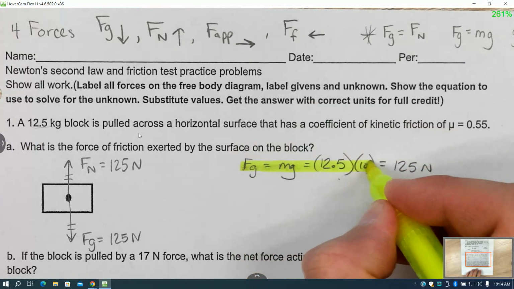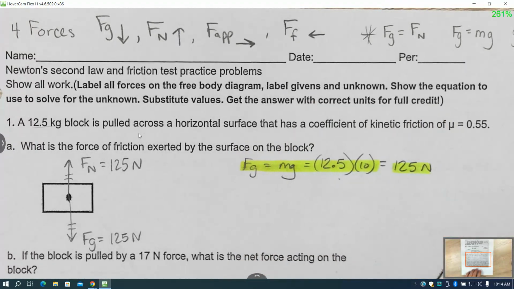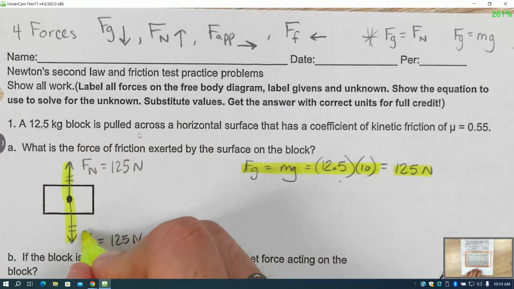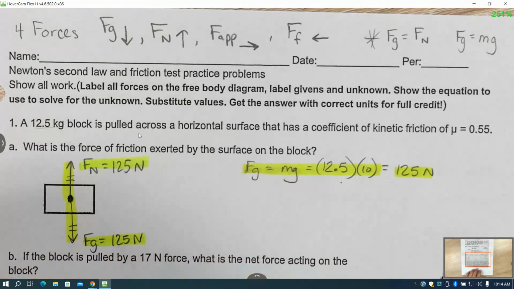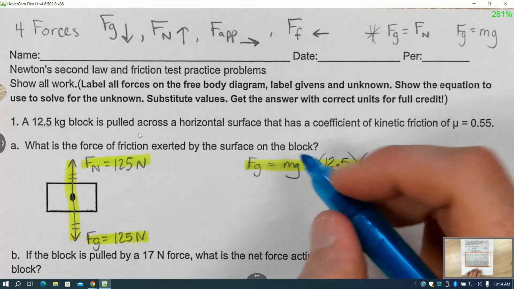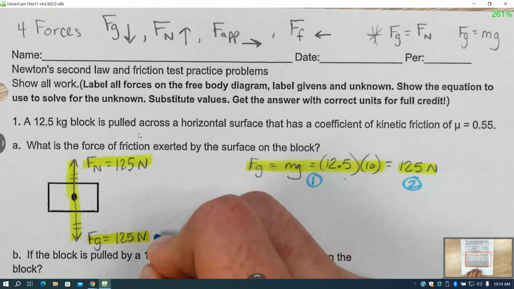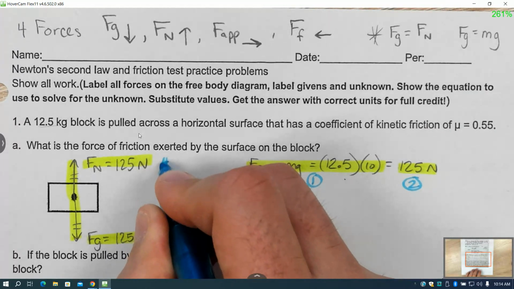Writing out the equation, substituting in values, getting the correct answer would be your first and second point. Drawing in your vectors with their correct labels would be our third and fourth point. So this would be point 1, point 2, point 3, and point 4.